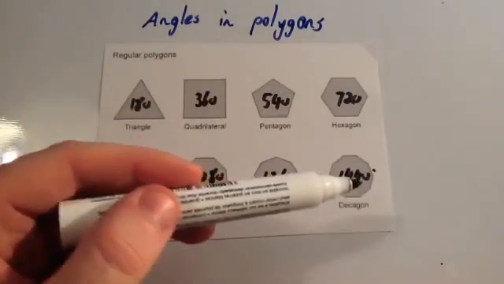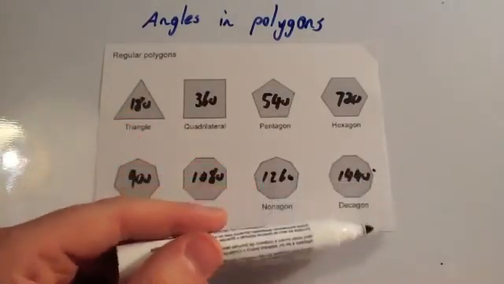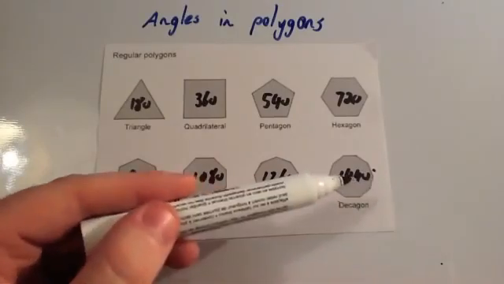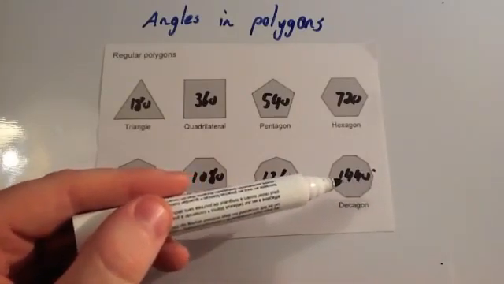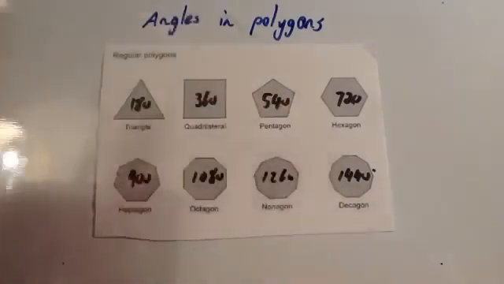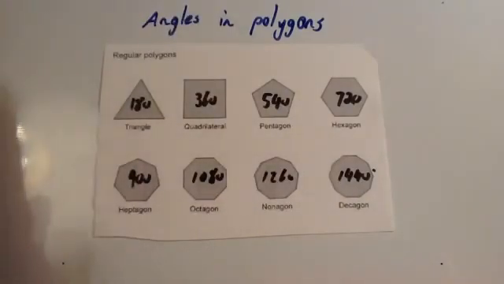So to find out what the angles would add together to give you in an 11-sided shape, you would add 180 on to 1440. There is another way to work that out, and that's by using the formula, and I'm just going to show you that now.